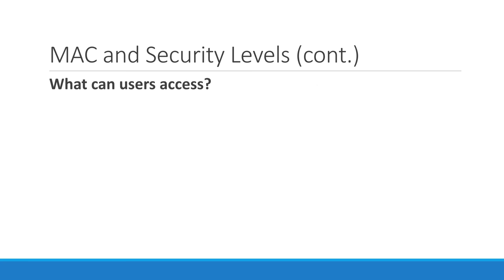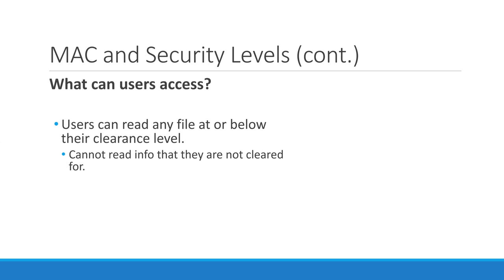Okay. As we just said, users are able to read any file at or below their clearance level. If you're at a top secret clearance level, you can read any file in that system because you are at the highest clearance level. But if you didn't have any clearance at all, you're unclassified, you would not be able to read anything that was above unclassified.